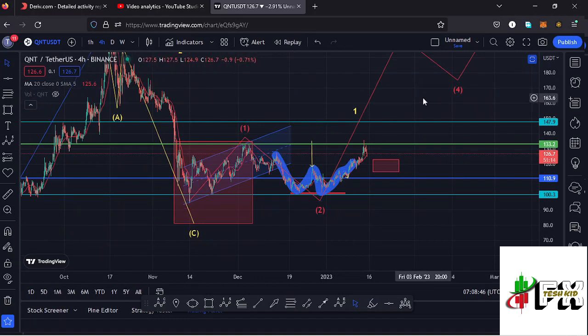But for now, we need to be a little bit patient so that Quant can continue unfolding and give us more confirmations for us to say that we're in the formation of that higher Elliott wave count 3.